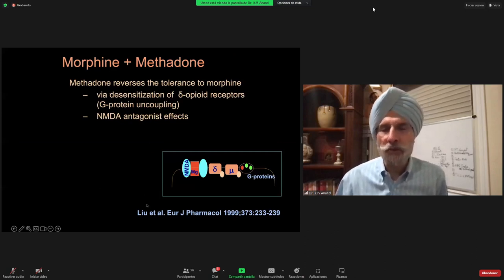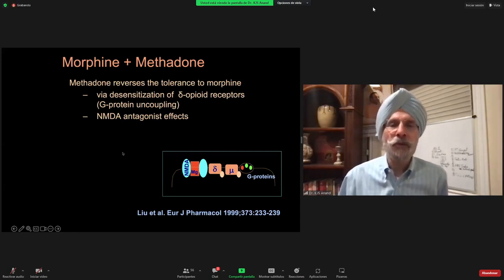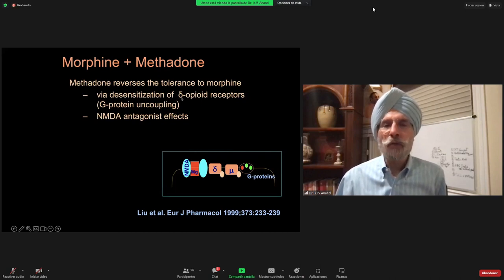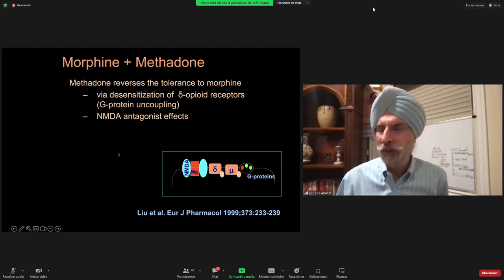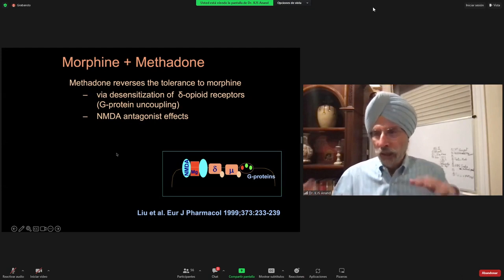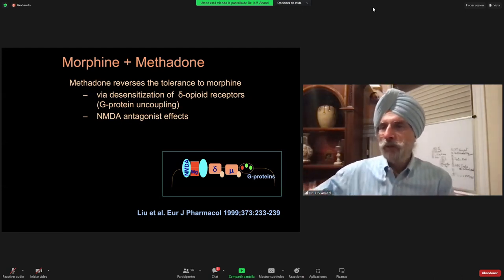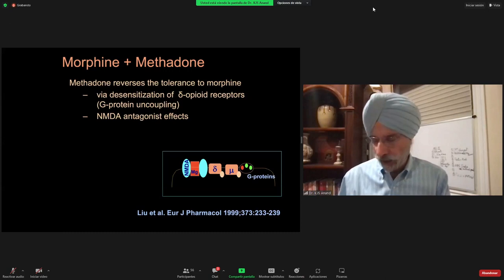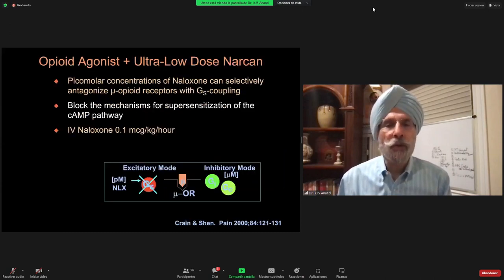This was shown by a postdoc in my lab 20 plus years ago, because methadone causes desensitization of opiate receptors, of the delta opiate receptors. So that leads to G protein uncoupling, and it also has NMDA blockade effects. So because of that, combining morphine or fentanyl with methadone at the same time can reduce your need for escalating these shorter acting opioids.